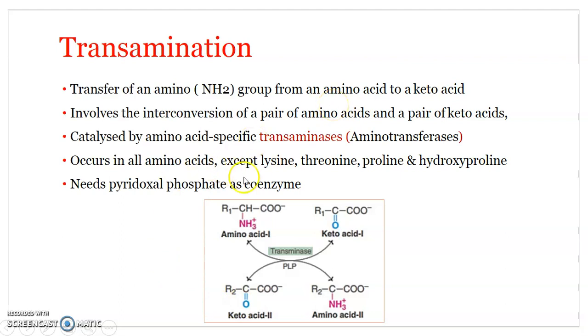As already mentioned, it occurs with the help of amino acid specific transaminases. That is, for each set of amino acid and keto acid, there is a transaminase. It occurs in all amino acids except lysine, threonine, proline and hydroxyproline. And here there is no removal of ammonia; free ammonia is not liberated.